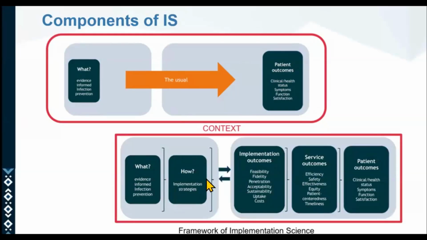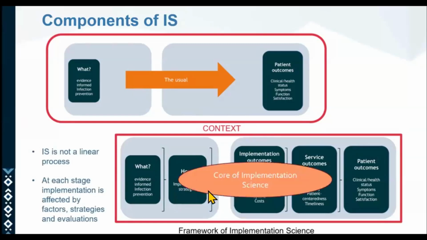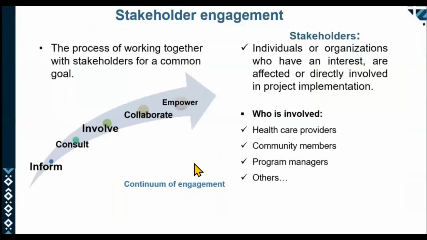And we should take note that implementation is not a linear process. It doesn't go in a straight line. It can have back and forth. Sometimes you have to go back to see what is not working out, and then readjust to be able to continue. And each stage in implementation is affected by the other. If you don't use the right strategies, you will not have the right outcome. So this is the core of implementation science. So we're going to stakeholder engagement.